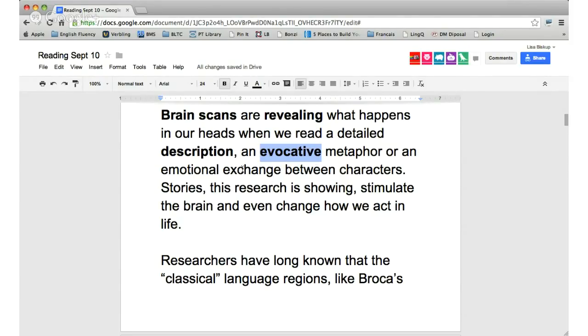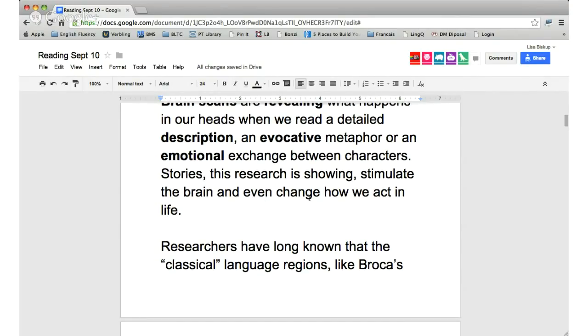These types of things, the emotional exchanges, maybe two characters are having a fight, or maybe they're having a love scene or something like that. Those are things that are stimulating our brains, and they're maybe even influencing how we behave, how we act in our lives.